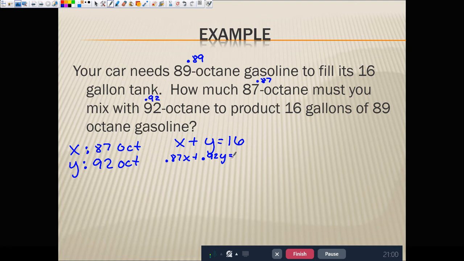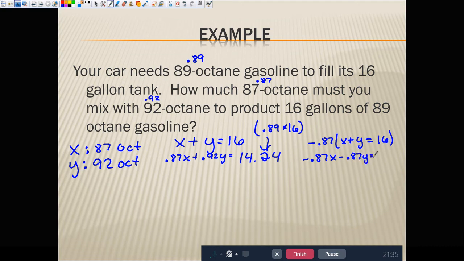So I'm going to take my 0.89 and multiply it by the amount of gas that I need, 16 gallons. So 0.89 times 16 is going to give me 14.24. And that's what you're going to have to do whenever you have a percent problem. So now, these are in standard form. I can multiply the top one by negative 0.87 and get negative 0.87x minus 0.87y equals negative 13.92. Then set up my elimination problem.